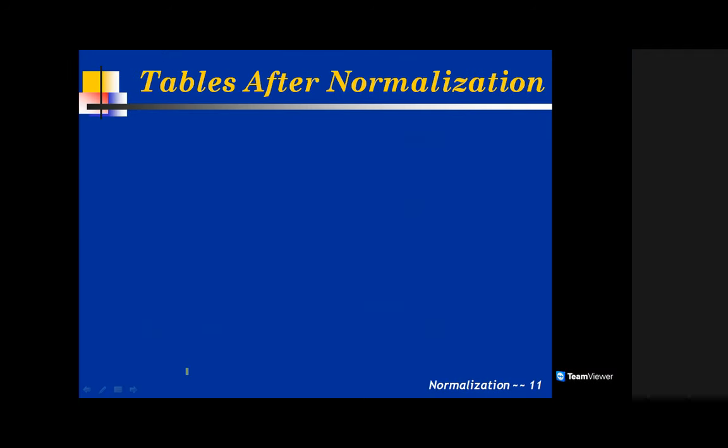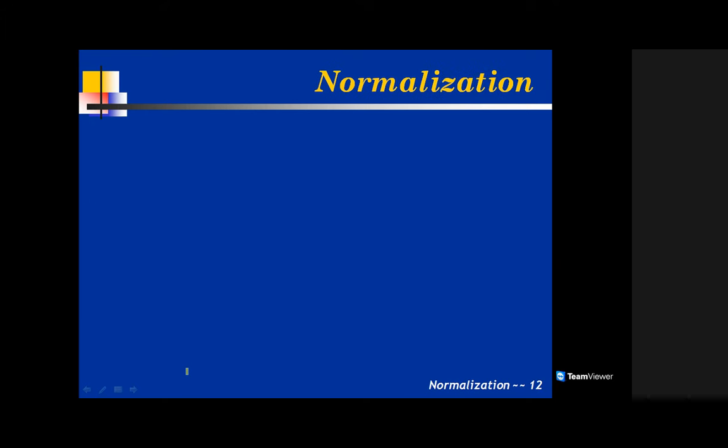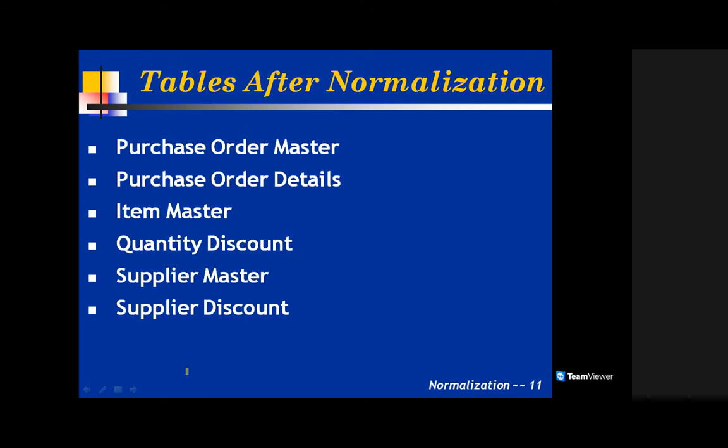After normalization, you have purchase order master, purchase order details, item master, quantity discount, supplier master, and supplier discount. These are the tables you will have. I'll ask you a single question: in purchase order number 1001, what is the total amount? I would like to know that. Not any complex query. It's very simple: what is the amount we paid in purchase order number 1001?